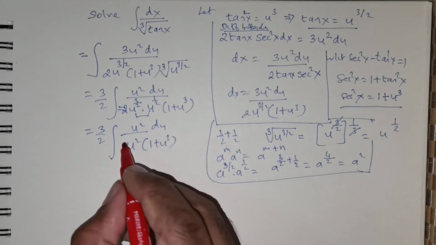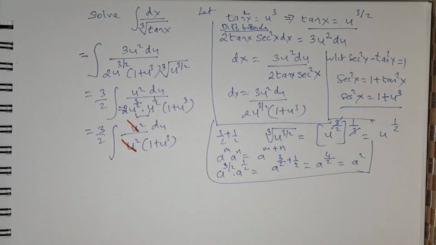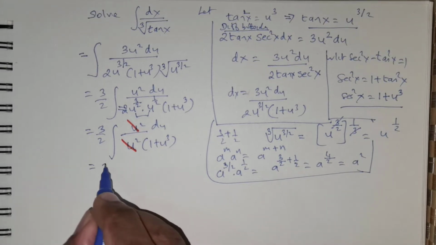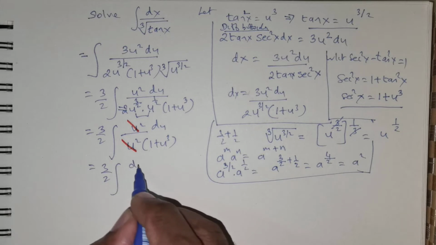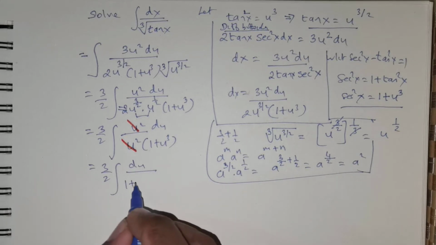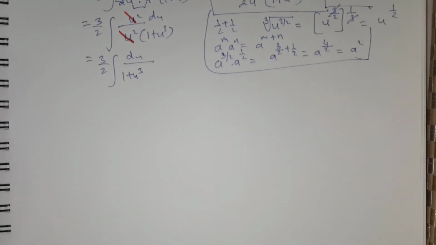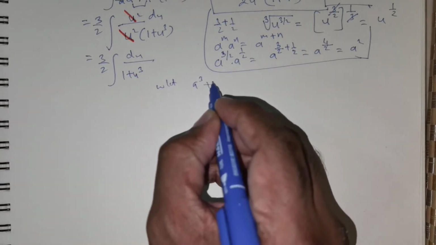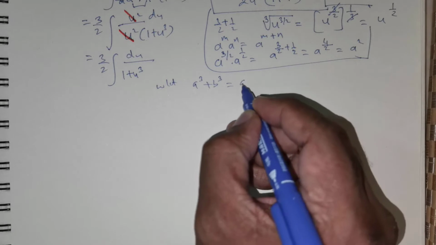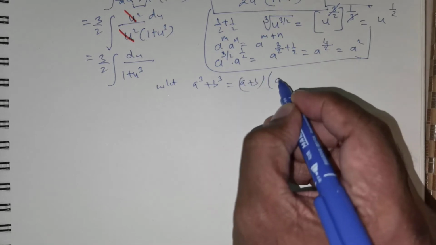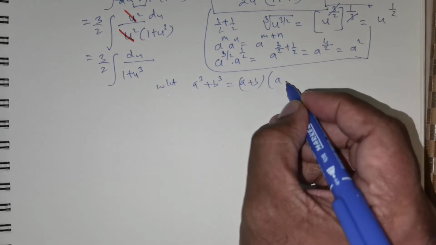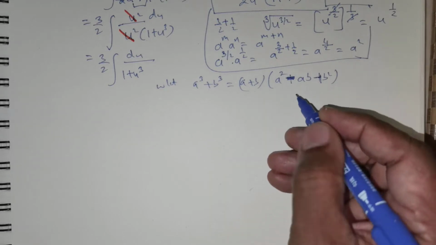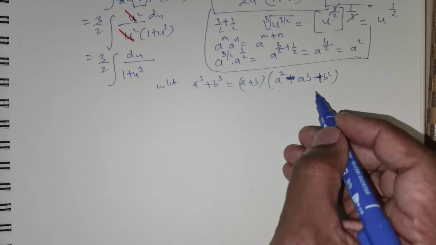So now we can safely cancel these two u squared, and then we are left with 3 over 2 integral du divided by 1 plus u cubed. Now there is a formula. We know that a cubed plus b cubed is equal to a plus b times a squared minus ab plus b squared. So let me check this out. So this is the formula, right?